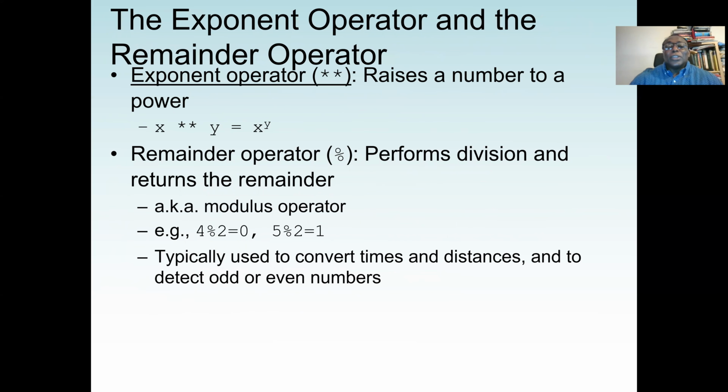The exponent operator and the remainder operator. So we can see how the exponent operator looks: two stars means x to the power y. Then the modulus operator, which is the percent sign. If I say 4 modulus 2, it means 0, because 4 divided by 2 is 2 remainder 0. Now, 5 modulus 2 is 1. The reason why 5 modulus 2 is 1 is because 5 divided by 2 is 2 remainder 1, and modulus is for the remainder.